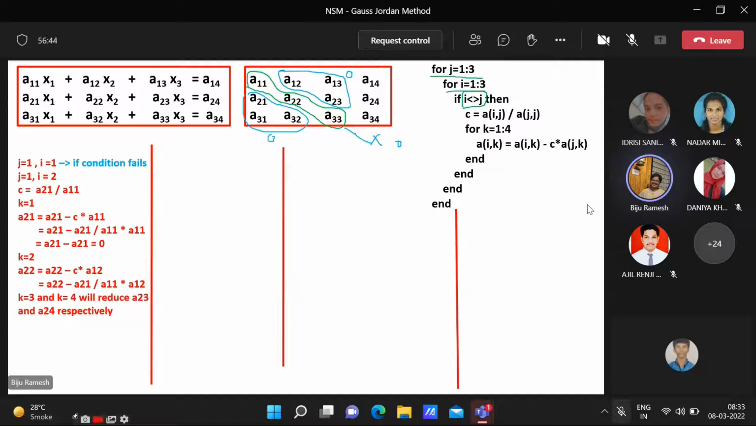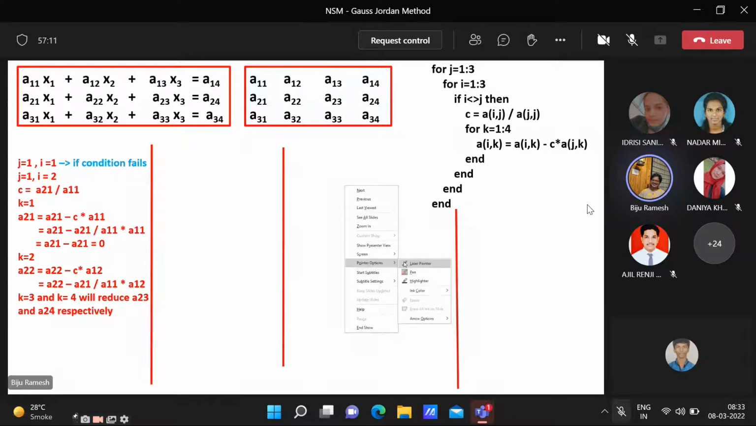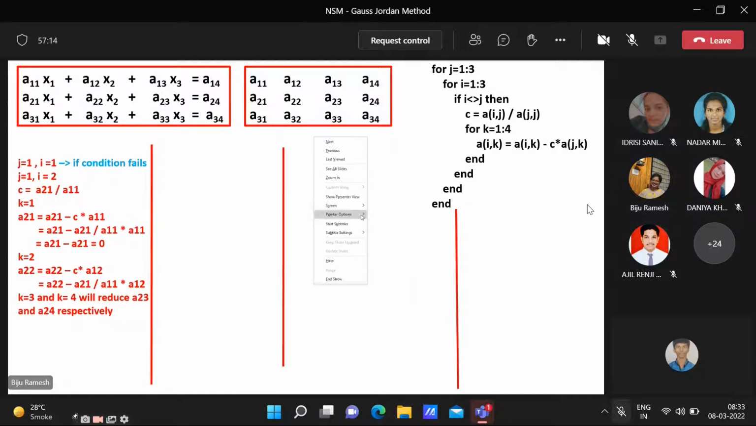That is why we have given this condition I not equal to J. What do you mean by I not equal to J? Can someone tell me? Why have we given this condition? After me explaining, can you tell me?